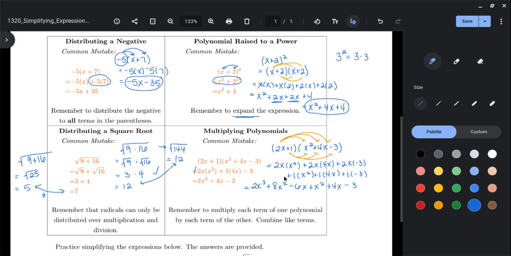We aren't quite done. We have to combine our like terms. So I see that we have an 8x squared and a 1x squared. And we have a negative 6x and a positive 4x. So we can combine each of those. Our 2x cubed is left alone. But then our 8x squared plus our 1x squared, we get a positive 9x squared. Negative 6x plus 4x, we get a negative 2x. And then we still have that minus 3. And so there is our final answer.